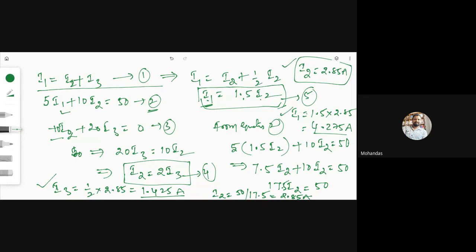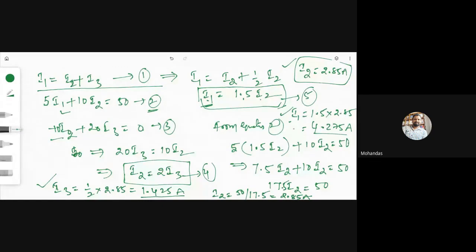So what is the problem here? You have to calculate I1, I2, I3 currents. Once you get these currents, then you can calculate the voltage across each and every resistor. That is the problem. It's all about application of Ohm's law, KVL and KCL. And you can verify this law also.